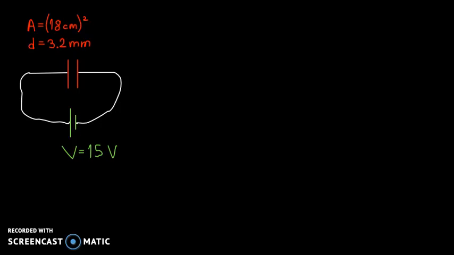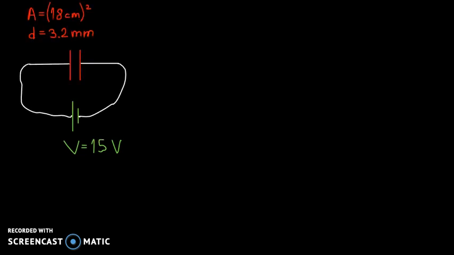We have a parallel plate capacitor. Each plate has a square shape with side equal to 18 centimeters. The two plates are separated by a distance of 3.2 millimeters, and the capacitor is connected to a battery of 15 volts. First, we'd like to calculate the capacitance of this capacitor.